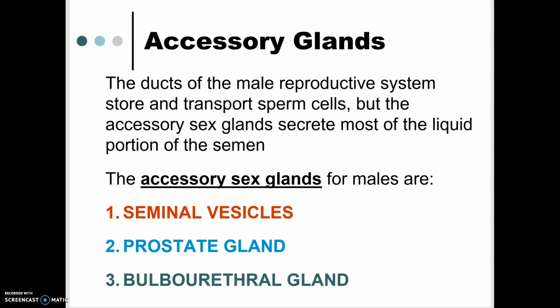Now, the accessory glands of the male reproductive system give a lot of help and support to the sperm so that they are alive and healthy and capable of traveling and carrying out their mission, which is, of course, to find and fertilize an egg. The accessory glands are the ones that give the liquid portion to the semen. And we've got 3 different glands: the seminal vesicles, the prostate gland, and the bulbourethral gland.